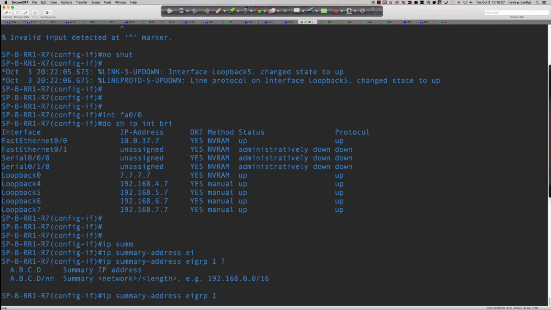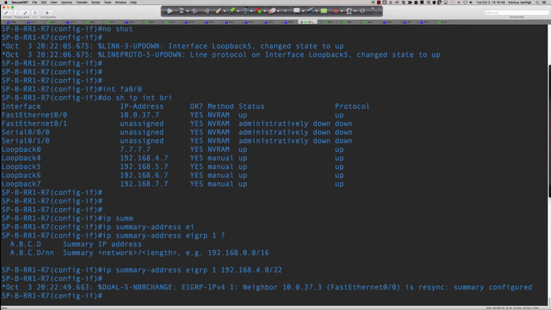And now I get to put my summary in here. And the beauty is I can get away with doing my CIDR notation, that classless inter-domain routing notation, commonly referred to as slash notation, right? So here we go, 192.168.4.0/22. Now we're going to see a resync, and this is important because I believe there was a packet tracer activity we did where it showed the adjacency being torn down.